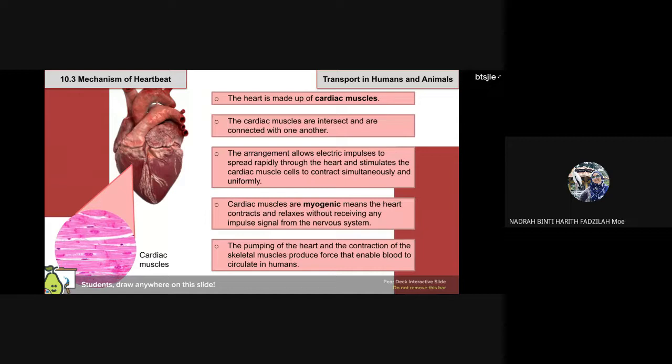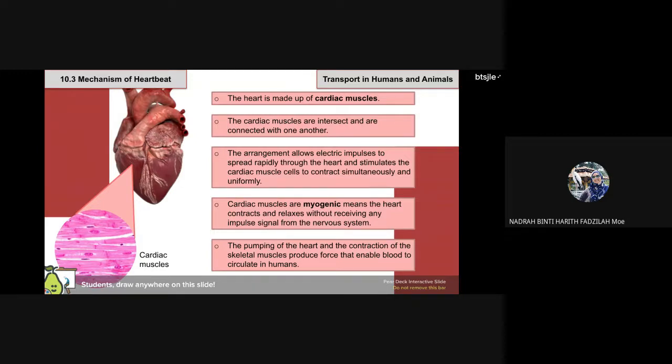So dekat slide ini, kamu boleh jot down notes ya. There are no questions in this slide, but if you want to jot down notes ke, you want to highlight any parts ke, please do so ya, no worries ya. Alright. So apa saya nak sebut tadi ya?